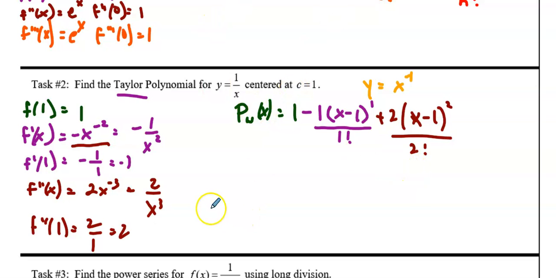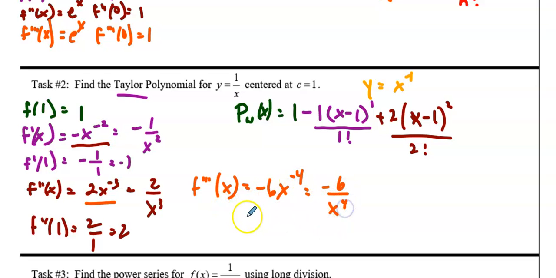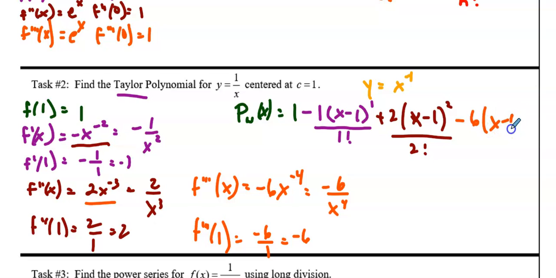And let's do another one. Let's find our third derivative. Again, I'm going to look right here at this. I think this is easier. So it's going to be negative 6, x to the negative 4. Our derivative is going to be negative 6 over x to the 4th, which again, if we plug in 1 to our function, we're going to get negative 6 over 1, which gives us negative 6. So here, it's going to be negative 6, x minus 1 cubed over 3 factorial.